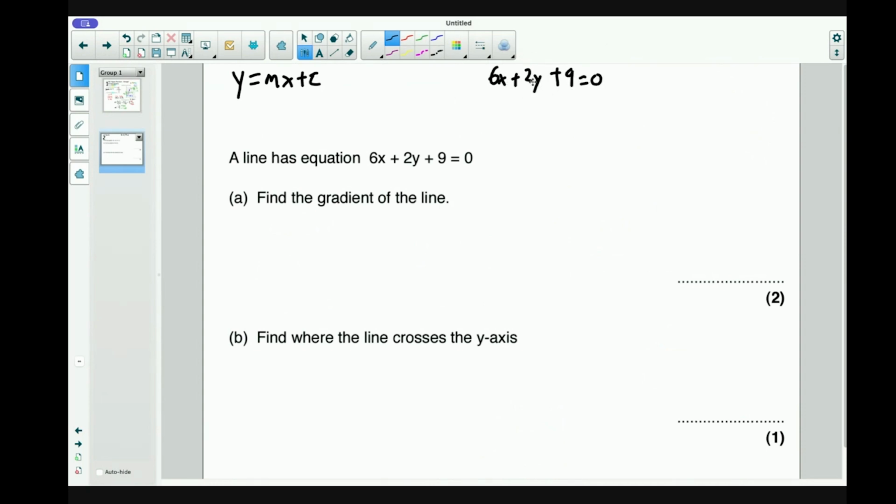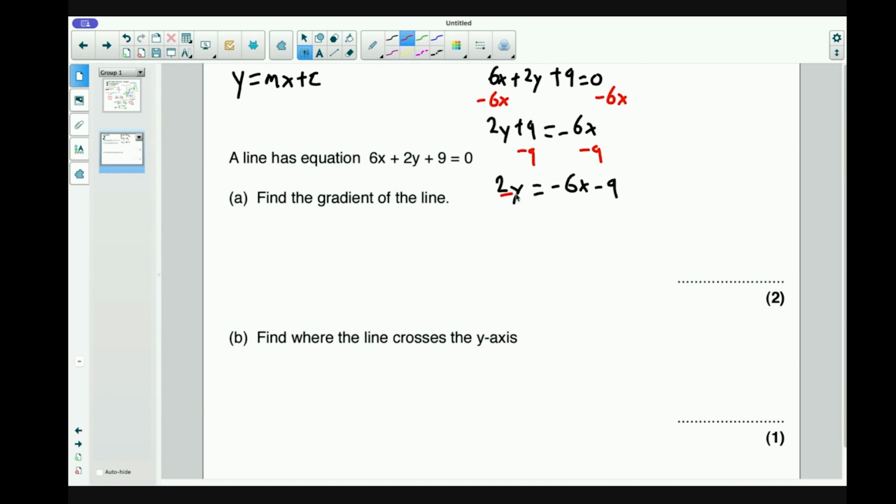So we have 6x plus 2y plus 9 is equal to 0. I'm just going to go ahead and move the 6x over to the right-hand side. So I'm going to subtract 6x. So I'm left with 2y plus 9 is equal to negative 6x. I'm going to then subtract 9. I can do this both at once if you guys would like, but just for the sake of thoroughness, we'll do it separately. So minus 6x minus 9.